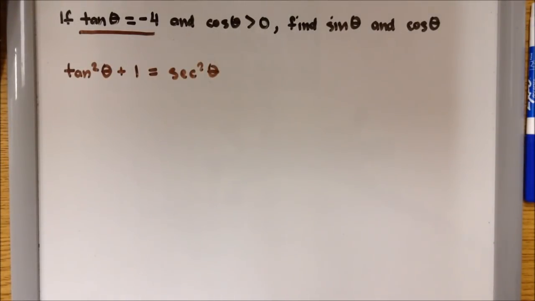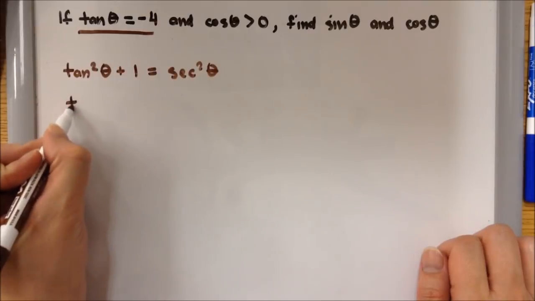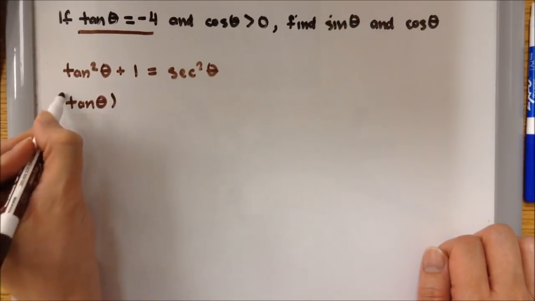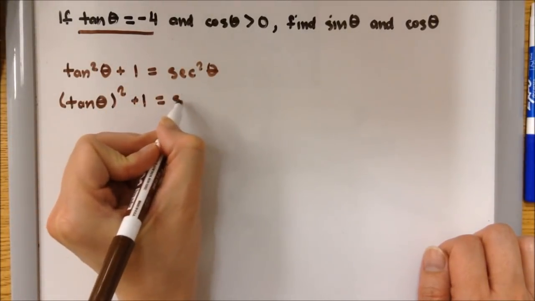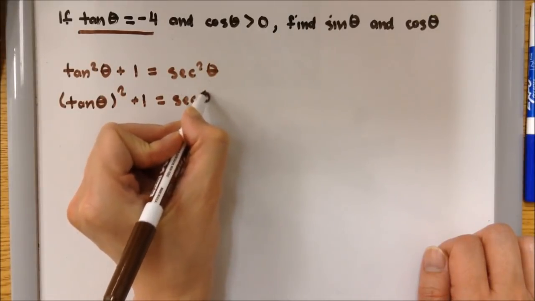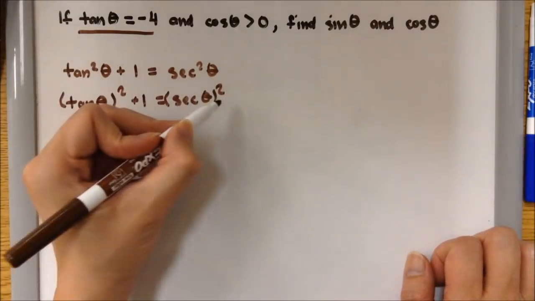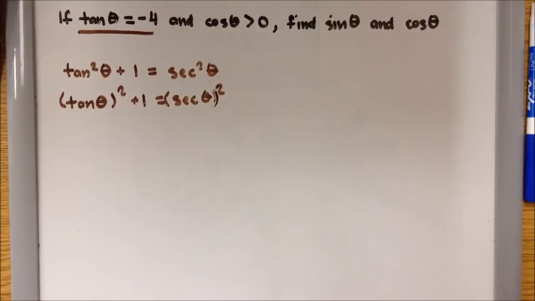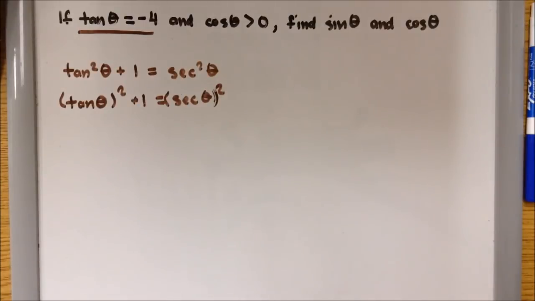Now, since we got a value for tangent theta, I'm going to rewrite this part as tangent theta square plus 1 equal secant theta also square. So all I did was move the exponent on the outside of the parenthesis. So that's all I did. It still means the same thing, it's just looking in different form.